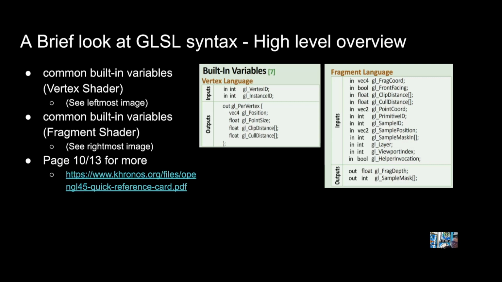There's a whole bunch of built-in variables that you can use within your shaders. So you get the vertex ID, etc. We won't necessarily be touching on all of these. And then your fragment language has a whole bunch of different information that allows you to make decisions as to whether things are visible or not, what color they are, etc.